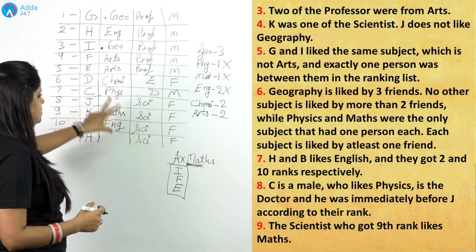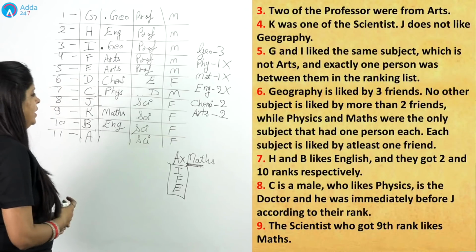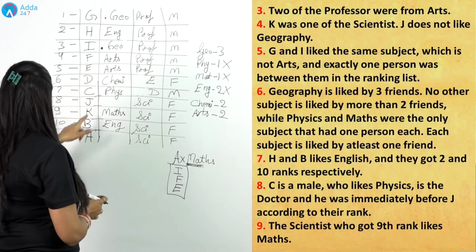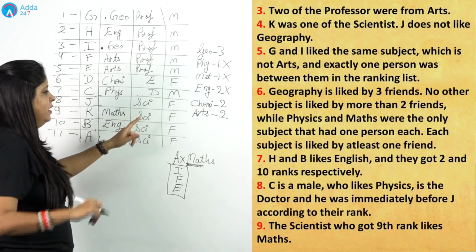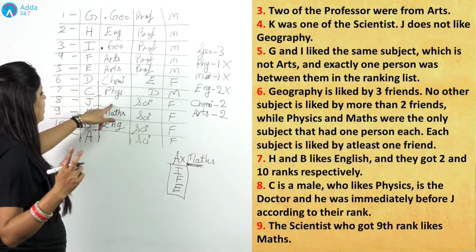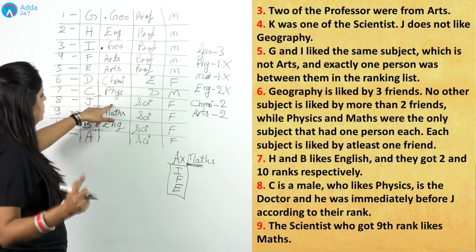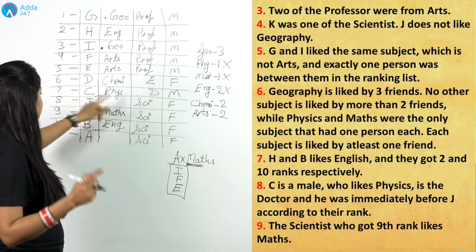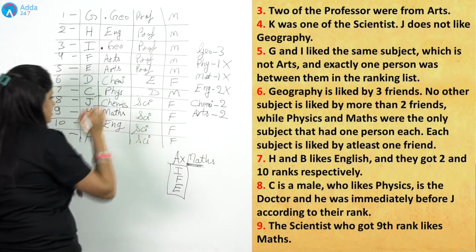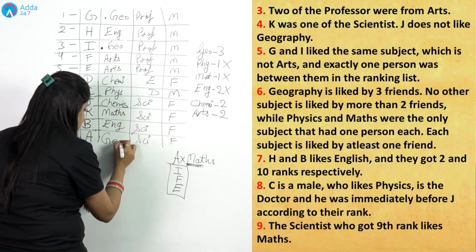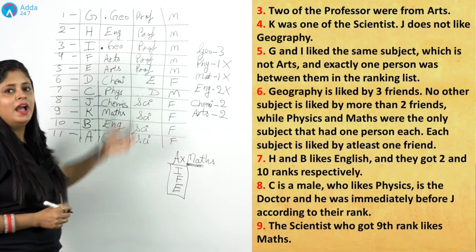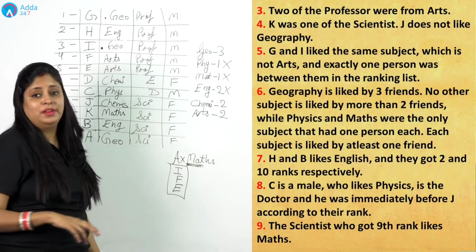Only the subject is missing, so let's see point number 4. Point number 4 says K was one of the scientists. Yes, it is justified. And J does not like geography. J does not like geography, and we are left with only 2 subjects: one is geography and another one is chemistry. When J does not like geography, then J has to prefer chemistry. Only one vacant place is left, so we will place geography here, and hence the total number of persons preferring geography becomes 3. And so, our puzzle is simplified.